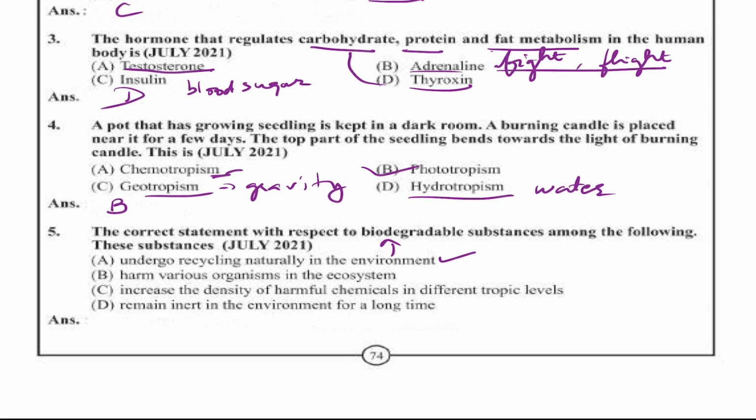But still let us cross check with the other three options. They harm various organisms in the ecosystem. Will biodegradable substances harm various organisms in the ecosystem? No. They increase the density of harmful chemicals. Do they? No. They remain inert in the environment for a long time. Do they remain for a long time? No. They get recycled very easily and naturally. Hence, the correct answer is option A.